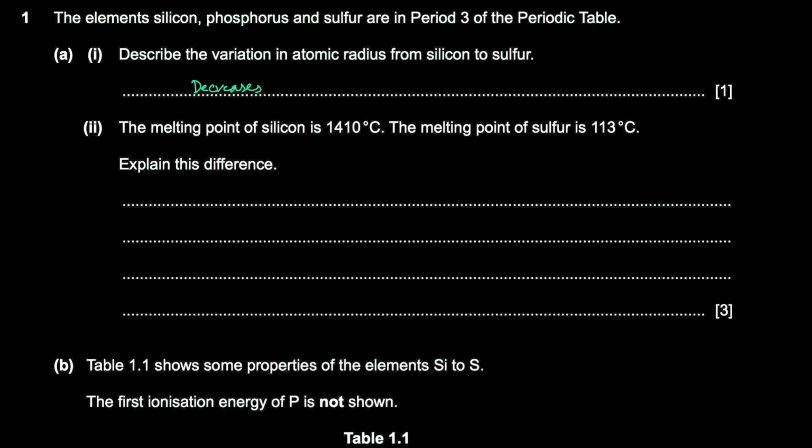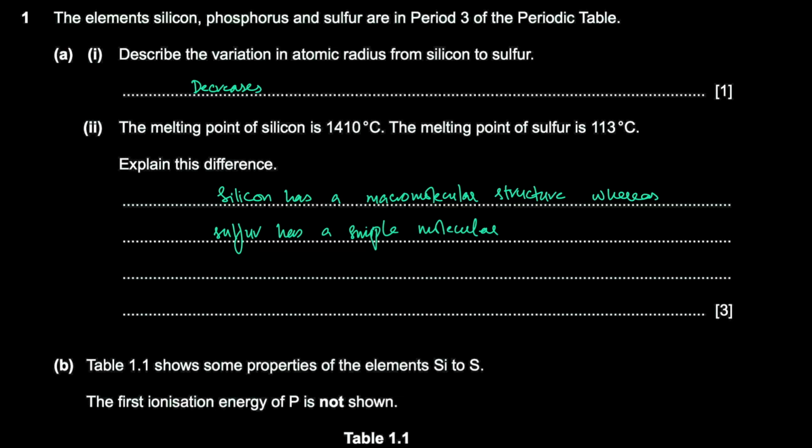So silicon has a macromolecular structure. Okay, silicon has a macromolecular or giant covalent structure, and because it has a macromolecular structure, a lot more energy is needed to break the covalent bonds, right? So with a macromolecular or giant covalent structure, all the atoms are held by covalent bonds, whereas sulfur has a simple molecular structure.